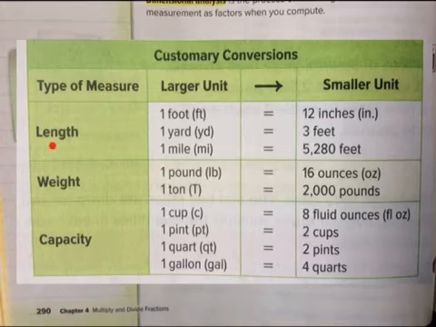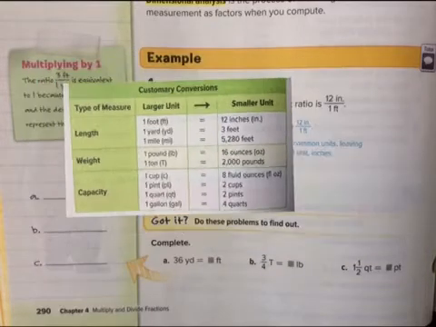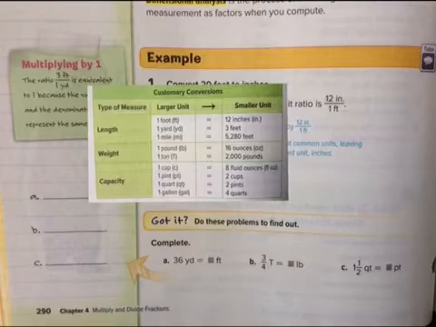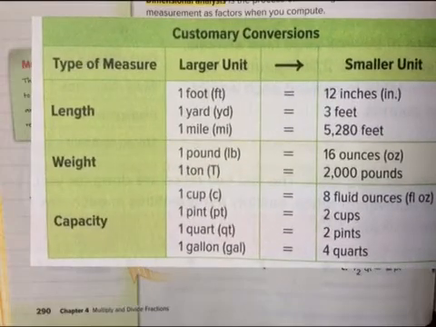As we work through the lesson, you will need to look back at this customary conversion table so that you know how to convert, okay? For example, for the first example, we have to convert yards to feet. We have to convert ton to pounds. And we have here quarts to pints, okay? So you'll need to use this table as reference, okay?